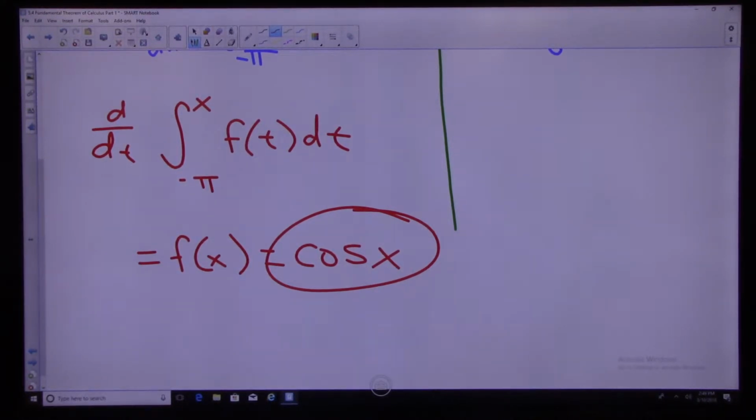Alright, hopefully that made sense. I don't know if that was the most clear explanation there. We're just going to do this next example. This one should be quick too.